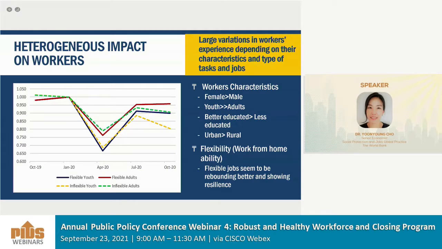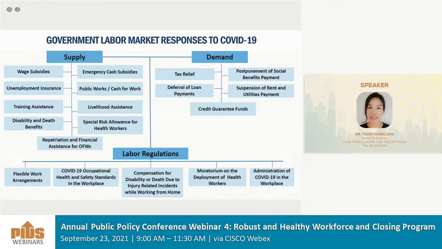Not only that, the labor market impact and impact on workers are not homogeneous. Certain workers are more affected by COVID-19 than others. Females experience a deeper shock. Youth definitely experience a deeper shock than adults. Better educated and urban workers are also affected, but they are recovering fast. Beyond these worker characteristics, we found that the flexibility and the ability to work from home means a lot in terms of maintaining jobs and recovering jobs.